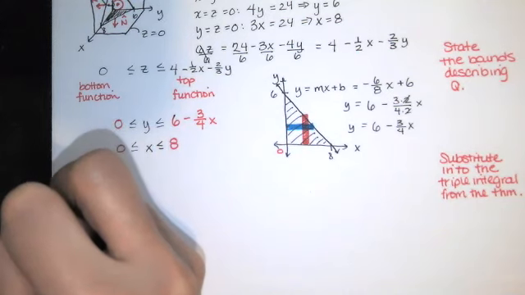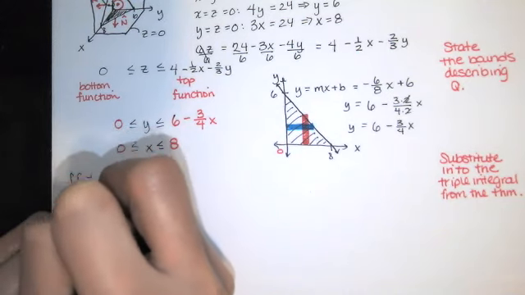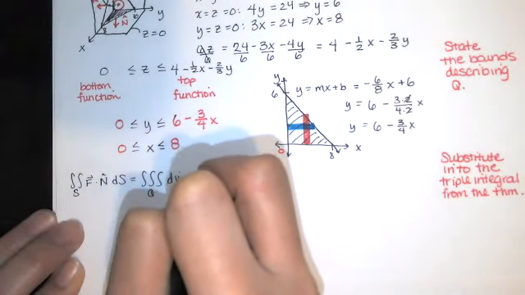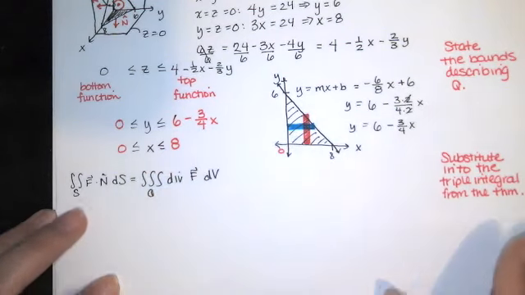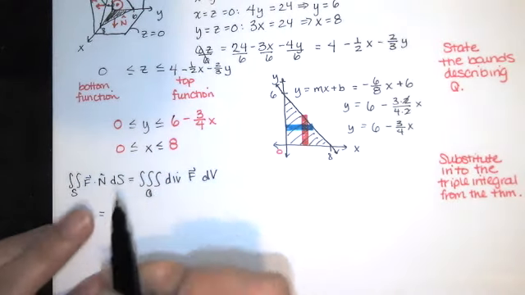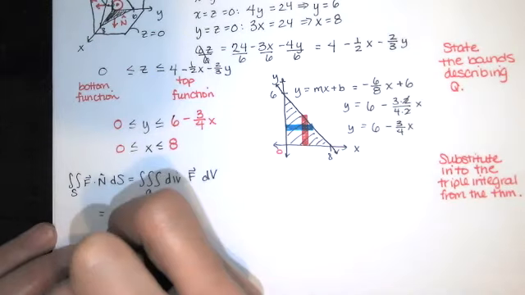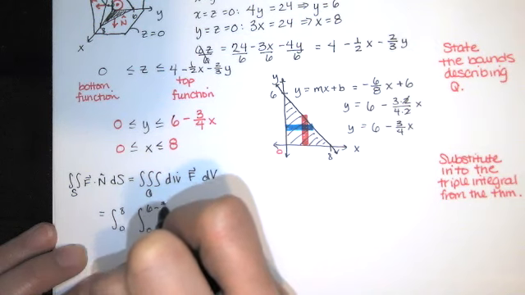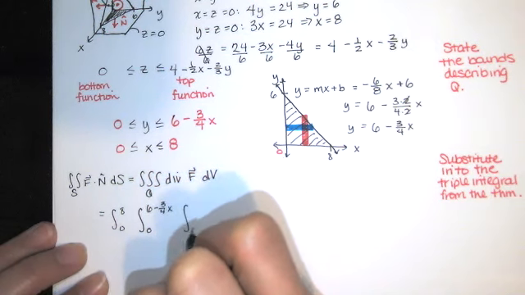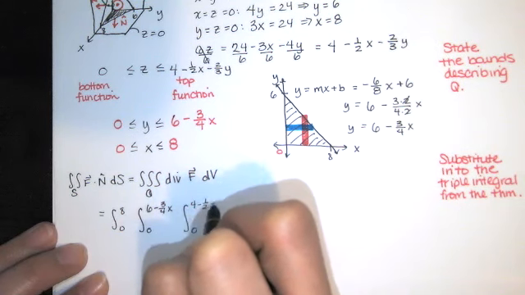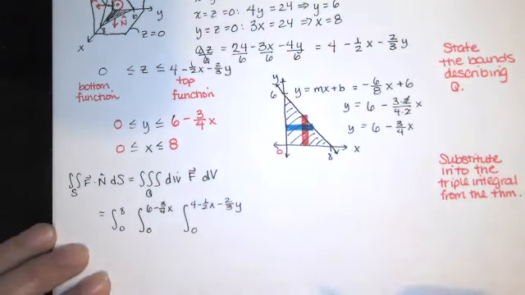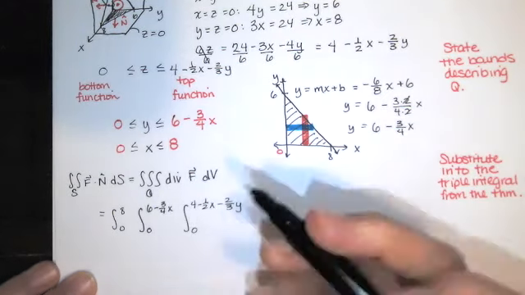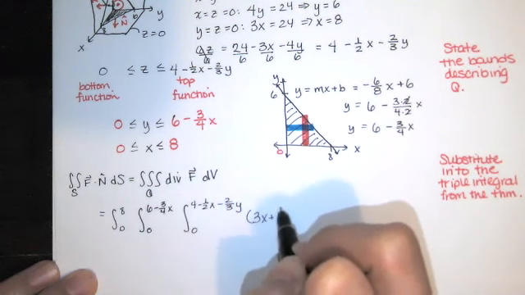So we're saying the flux through the surface is the same as the triple integral over Q of the divergence of F. And Q can be described this way. Constant bounds go on the outside. It's the integral from 0 to 8 of the integral from 0 to 6 minus 3/4 of x of the integral from 0 to 4 minus 1/2 x minus 2/3 of y. And the integrand is the divergence of F. We calculated that earlier. It was 3x plus 1.